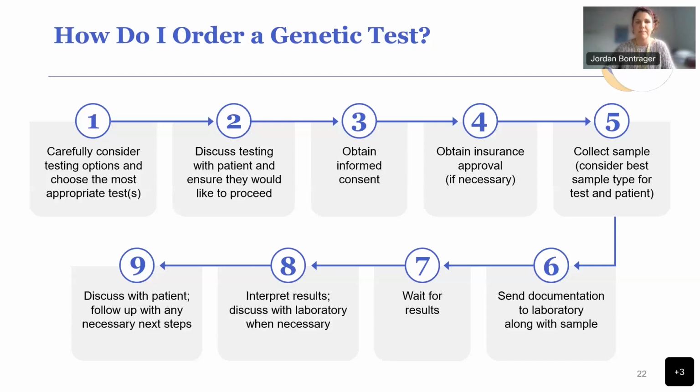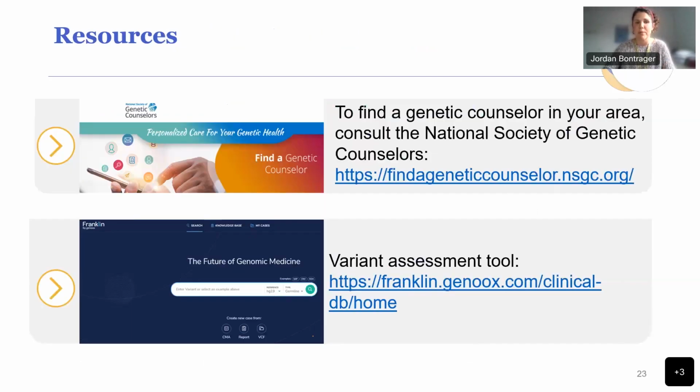These are a couple resources I wanted to mention. The first is a place where you can go on the National Society of Genetic Counselors website to find a genetic counselor for referral if interested. And the second is a variant assessment tool that you can use in interpretation. Again, take it with a grain of salt, but you can put a variant into this tool and put in your patient's phenotype, and it will pull up a lot of data surrounding the variant, technical data as well as publications surrounding that variant. So it can be helpful if you're trying to work through interpretation of results.